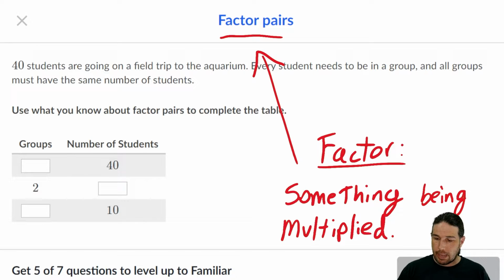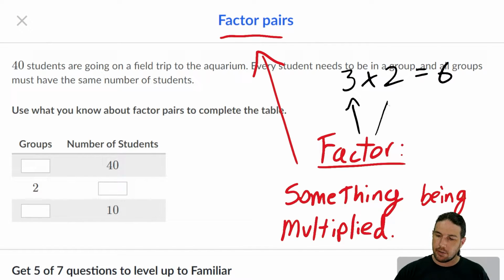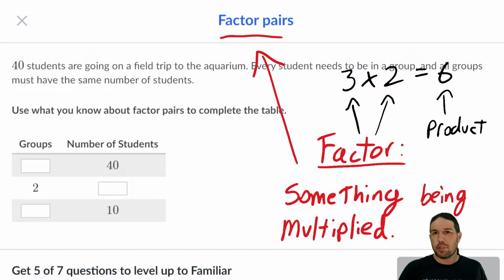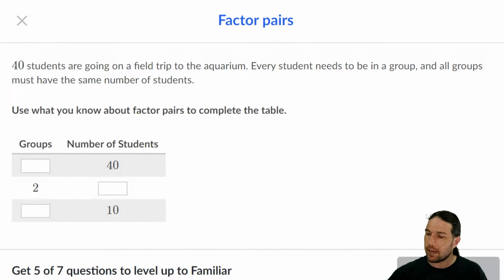So if I take a problem like, let's say 3 times 2 equals 6, both the 3 and the 2 are considered factors. They're the things that you multiply, whereas the 6 is called the product. A little bit of vocabulary. Remember that most of education is just learning the words. So when we talk about factor pairs, that means we're going to say a pair of factors, right? Two things that are going to multiply together.